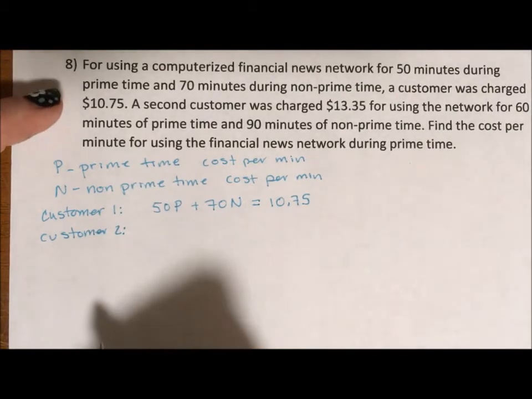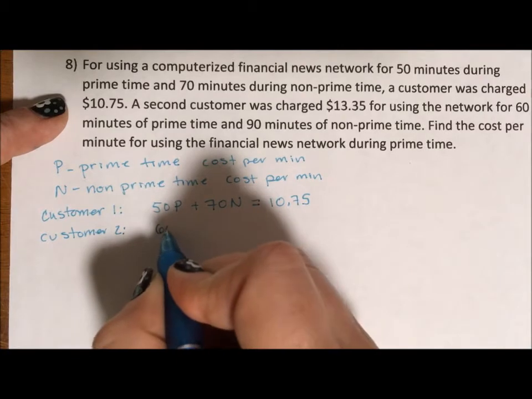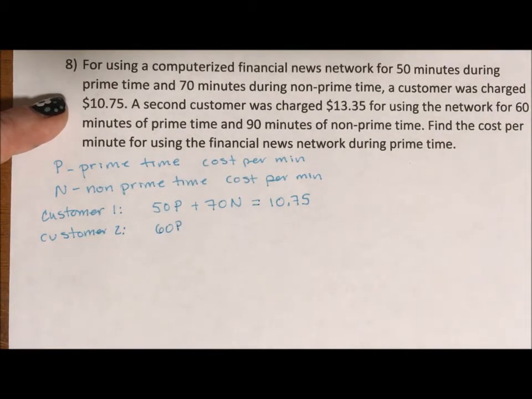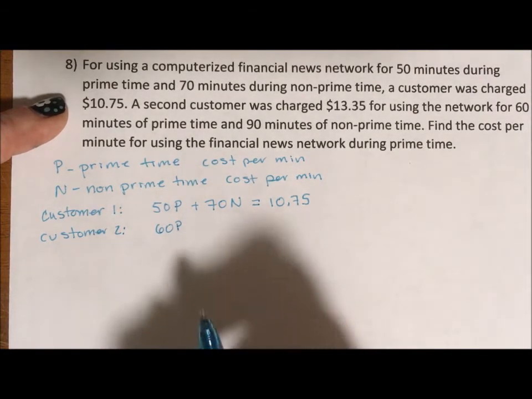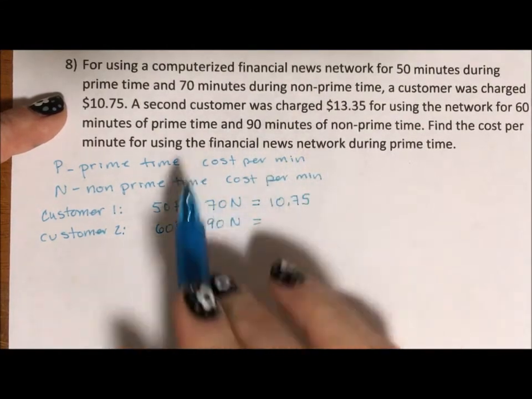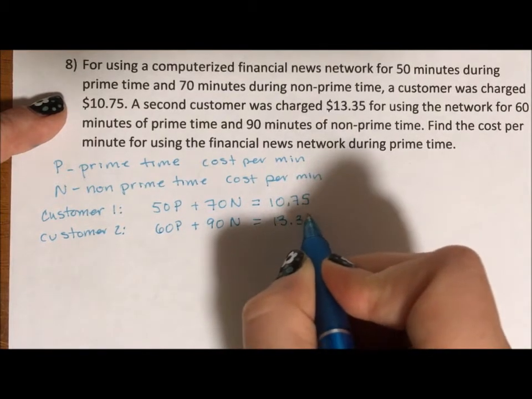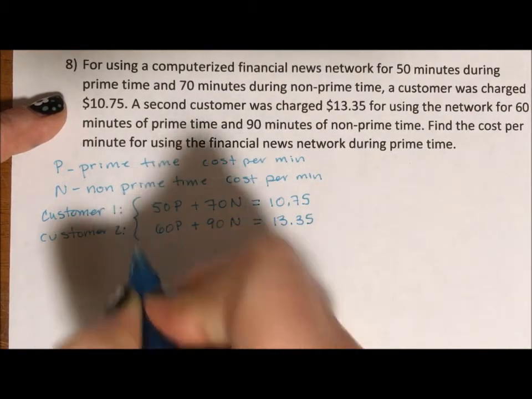Then we have customer 2. Customer 2 is doing prime time for 60 minutes. So 60 times P is the charge for the prime time minutes. And 90 minutes for non-prime time, so 90N, for a total of $13.35. And here we have our system of equations.